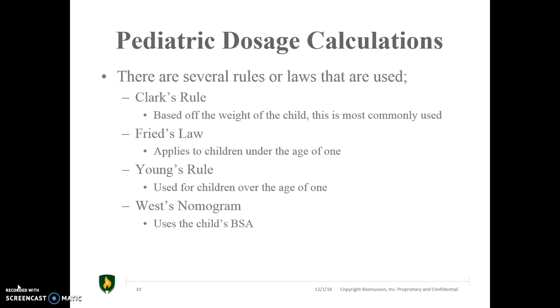Freed's law is a law that applies to children under the age of 1. Young's rule applies to children who are over 1. And the West nomogram uses the child's body surface area to calculate the appropriate dosage of medication for children.